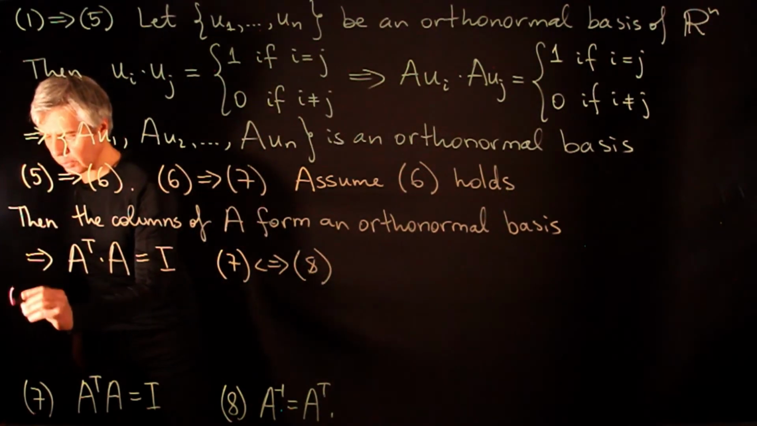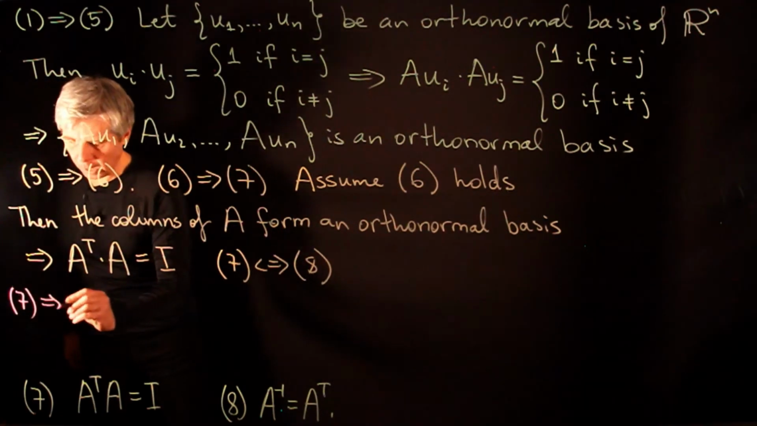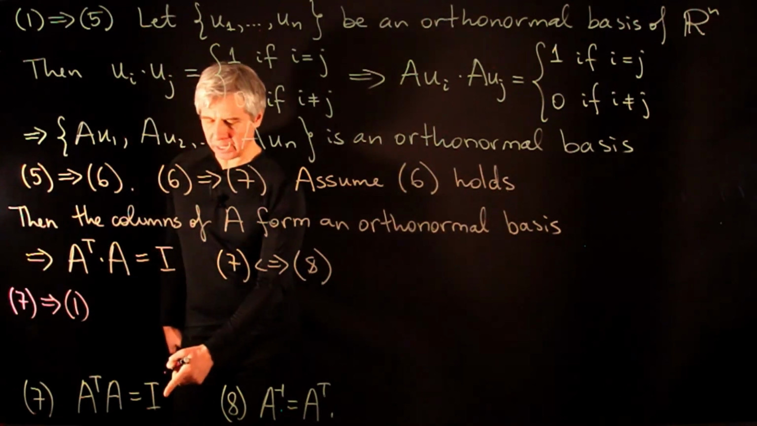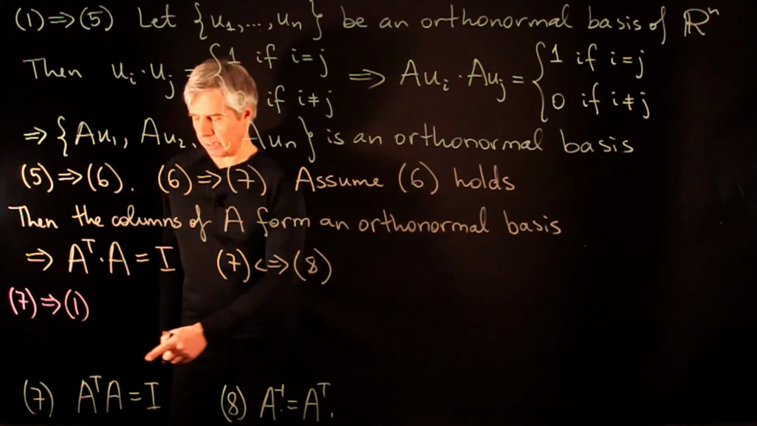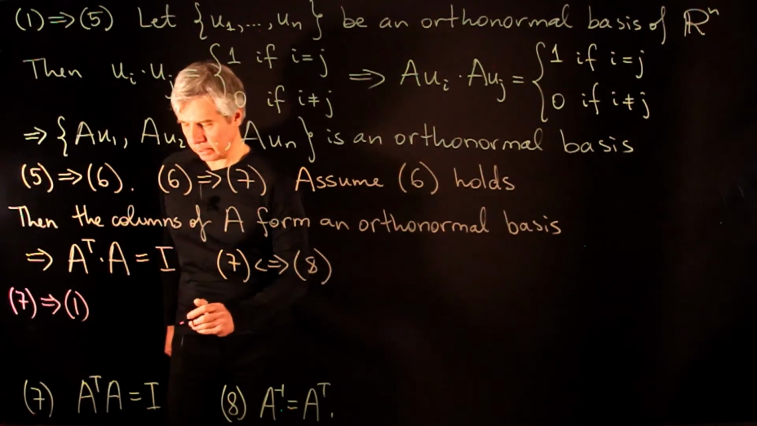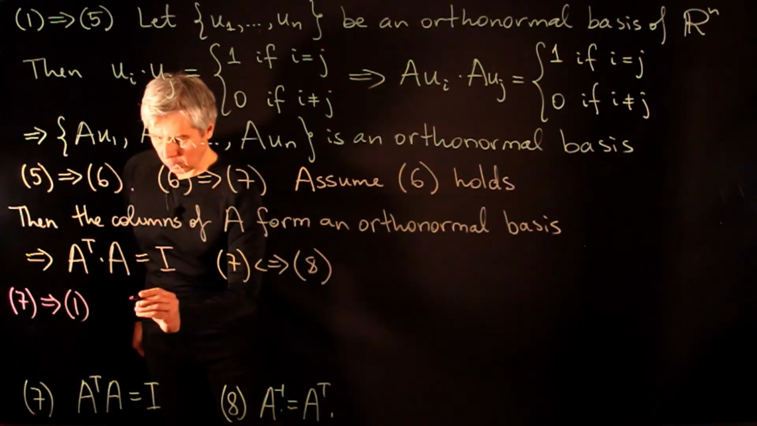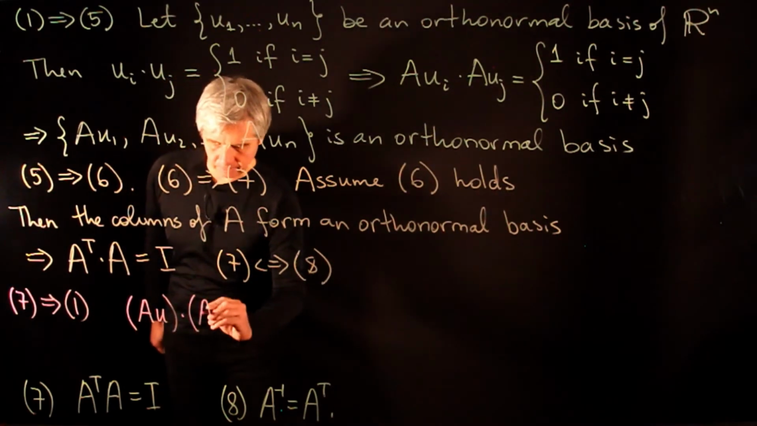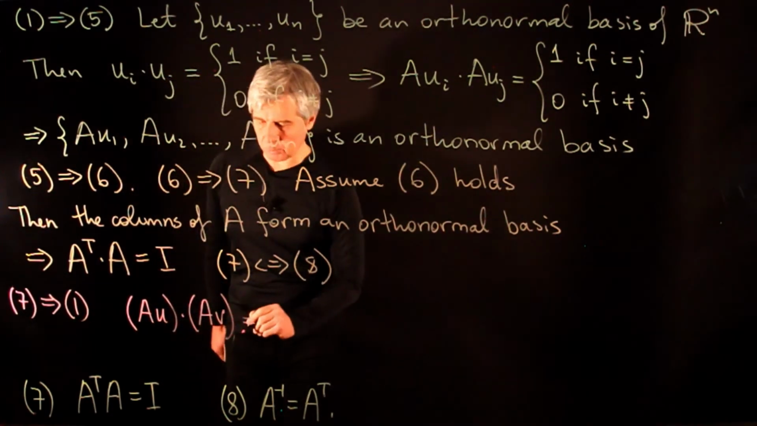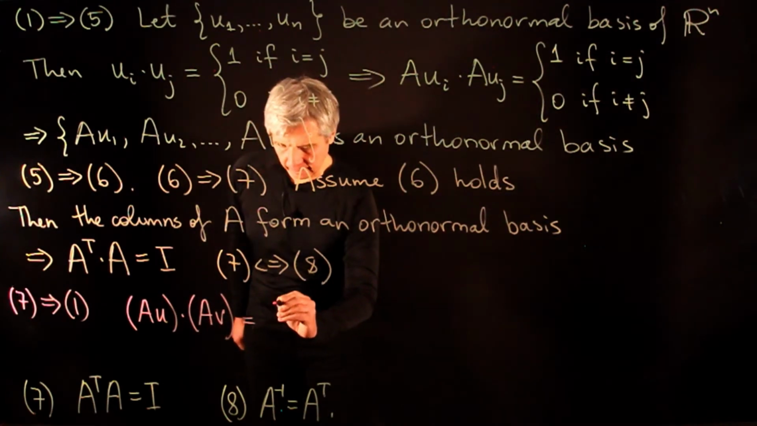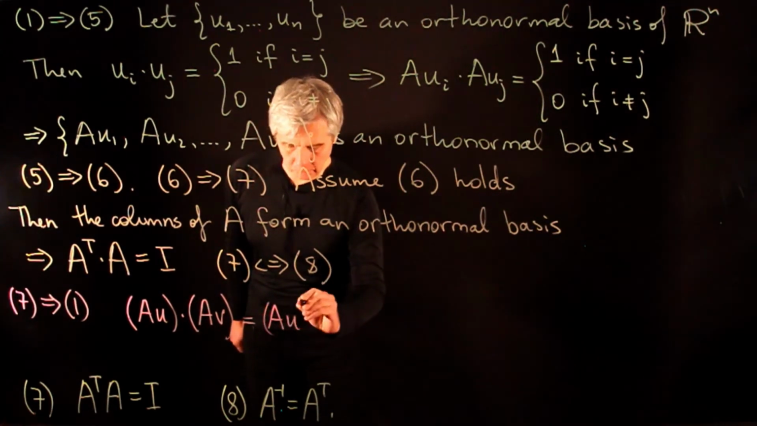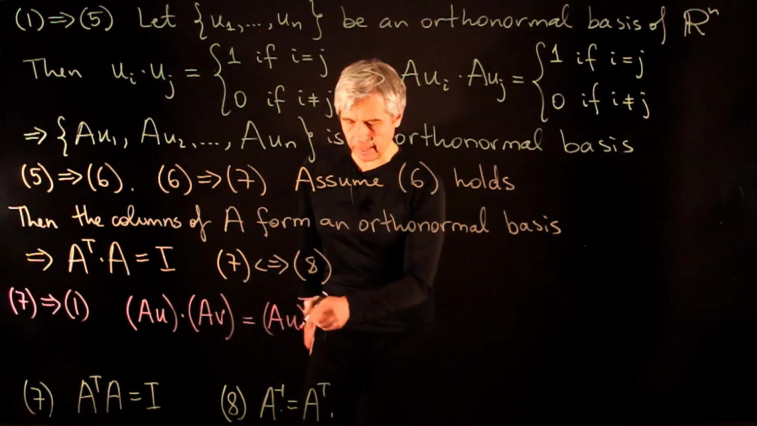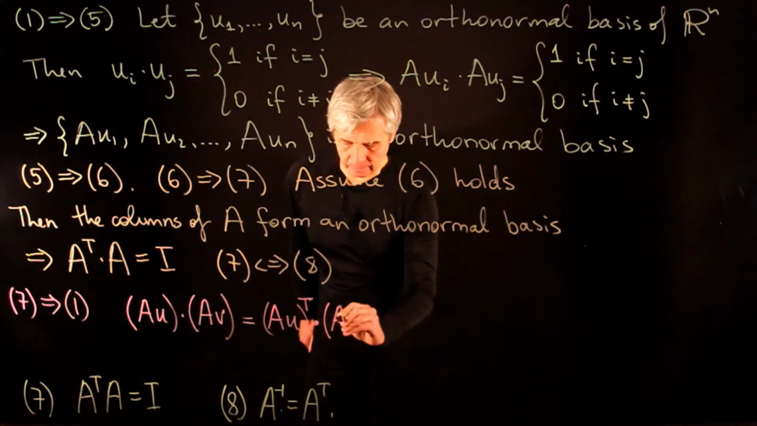Finally, let us show that 7 implies 1. So if we assume that A transpose times A is equal to the identity matrix, this implies that A preserves the dot product. Now, what is the dot product of AU with AV? In terms of matrix product, this is (AU) transpose times, in the sense of a matrix product, AV.